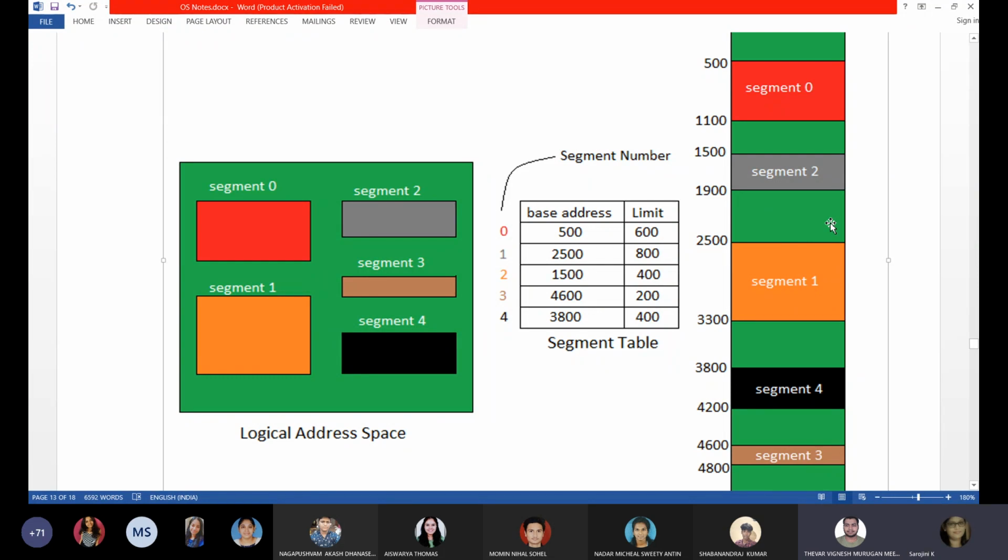Say external fragmentation may happen. Okay, external fragmentation may happen. So this is about paging and segmentation.